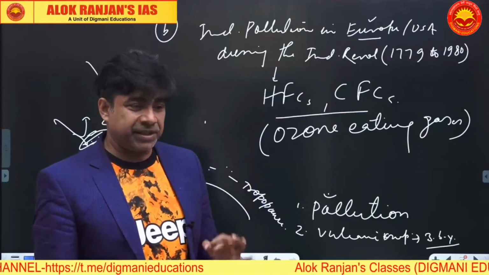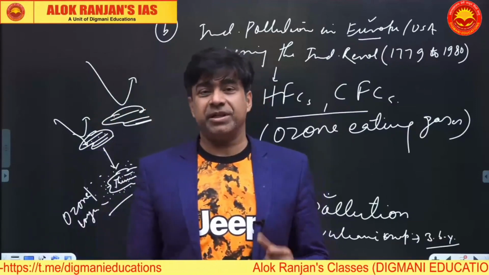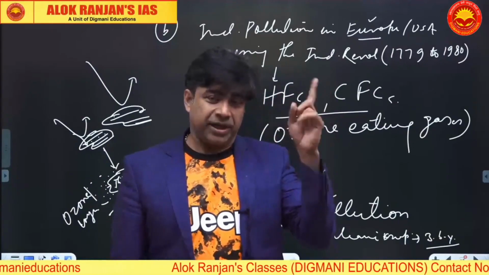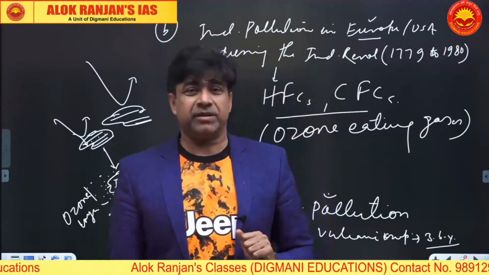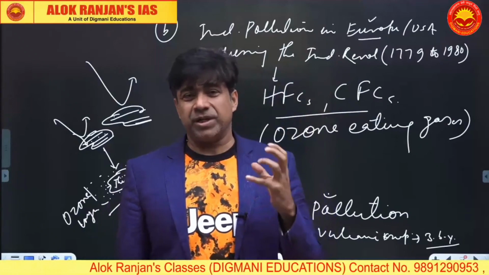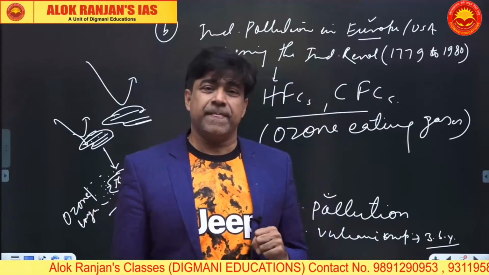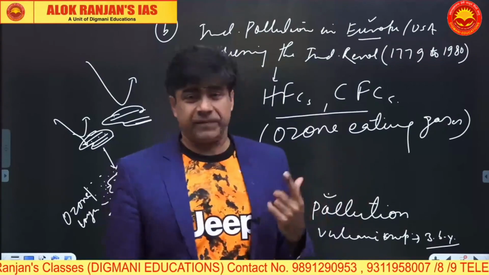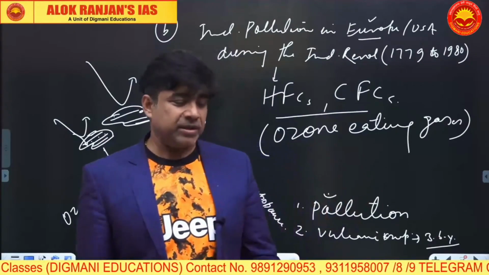So we have three theories on ozone layer depletion. A, the natural theory. B, the nitrogenous and the sulfuric gases have condensed to form certain clouds. And then third is the HFCs and CFCs. So must learn all this.